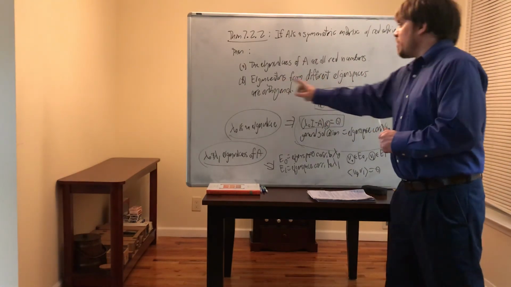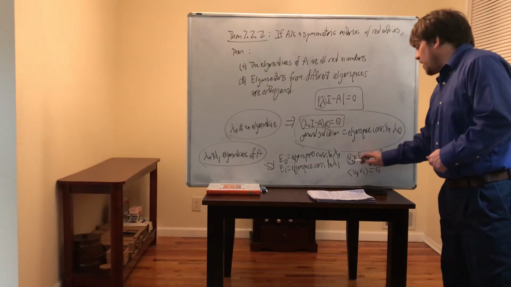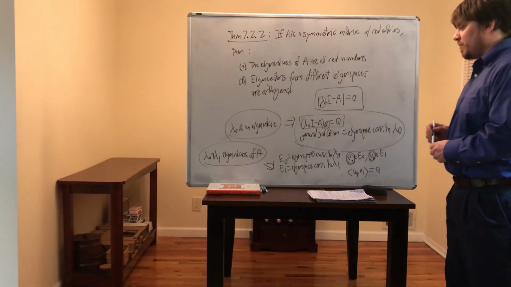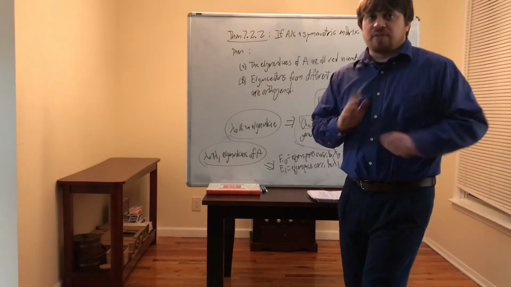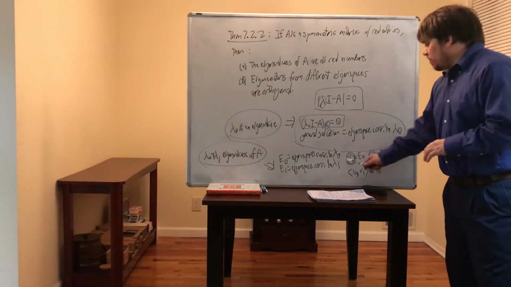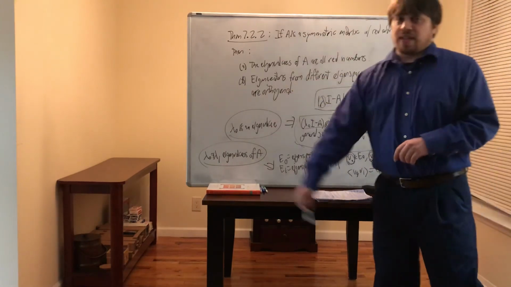Eigenvectors from different eigenspaces are orthogonal. These two vectors are eigenvectors. v naught is an eigenvector and v1 is an eigenvector, because they're vectors in eigenspaces corresponding to an eigenvalue of the matrix. So these two vectors are eigenvectors, and when you take the inner product of them, it's 0. That's what statement B is saying.